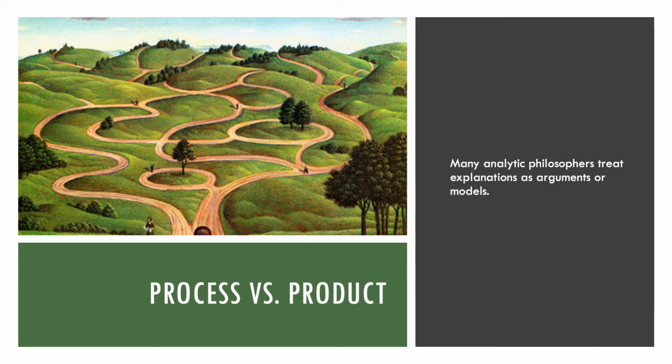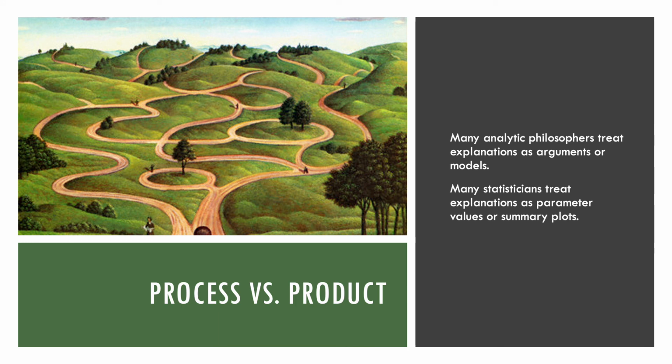In analytic philosophy, it's very common to think of an explanation as a kind of argument or a kind of model, and then to think about what structural properties those arguments and models have. In statistics, we tend to focus more on parameters, maybe plots. There's a lot of visual explanations that are used in statistics, but you might call a prediction explained once you spit out a bunch of numbers.